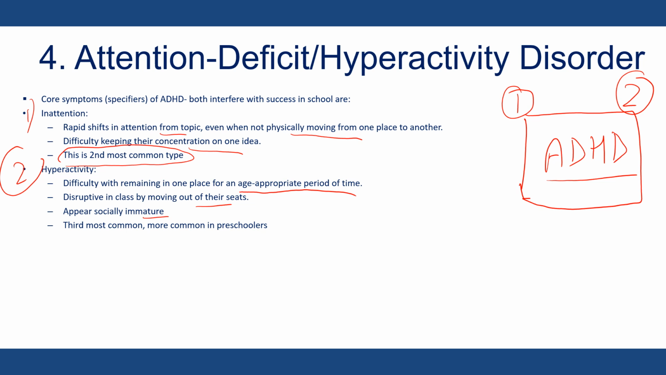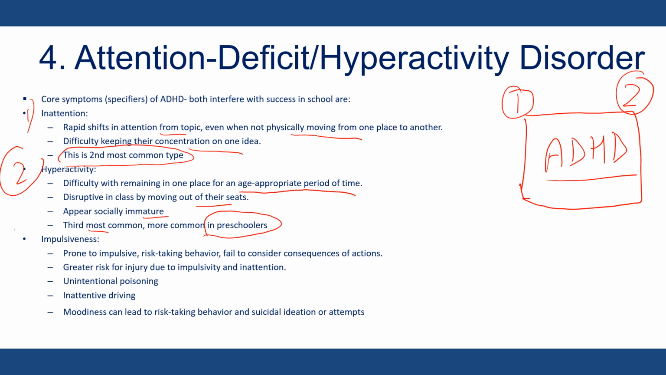Okay, so this is the third most common type of symptom, but very common in preschoolers. In preschoolers, hyperactivity is very, very common, and rightfully so. That's the age, right? All right. Number 3 here is impulsiveness. So I'm going to put number 3 here. Now, impulsive behavior: prone to risk-taking behavior, failing to consider consequences of their actions. I always ask this question: why do children act as if they're missing a part of their brain? Well, the answer is because they are, right?